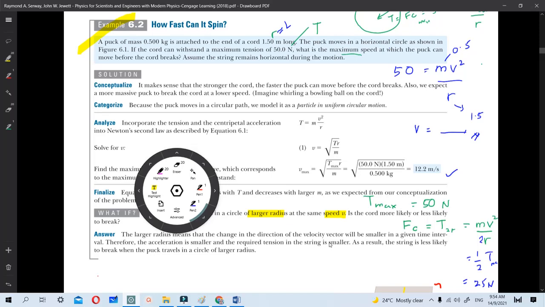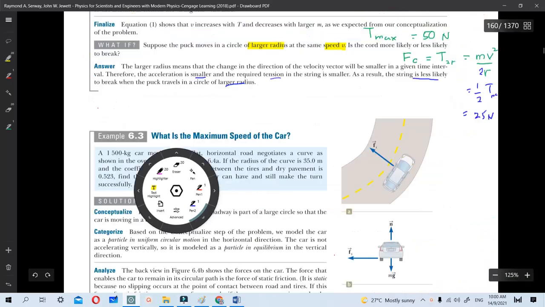So that's the reason why, when you change to a bigger radius, the acceleration will be smaller and the required tension will be smaller. Tension becomes 25 for our calculation just now. So the string will be less likely to break when R is larger.